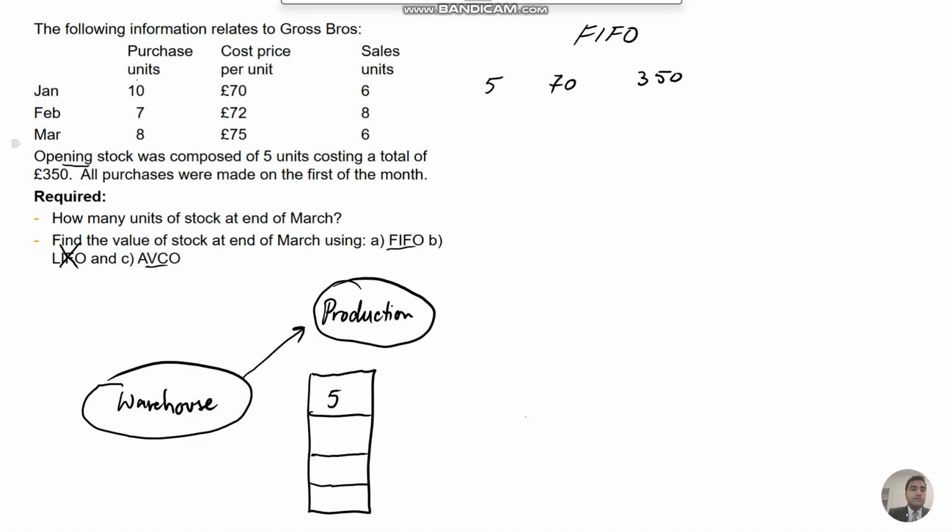Then he bought a purchase of 10 units. So he's going to put that in the second shelf, 10 units. And the price is £70 per unit. Therefore, the total will be 700.